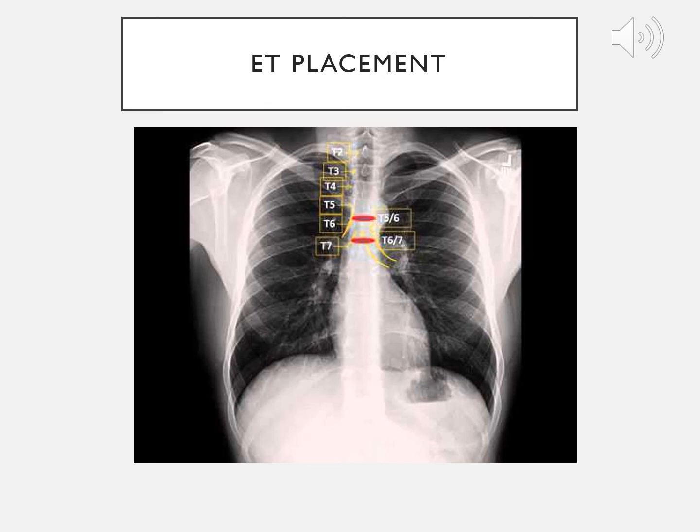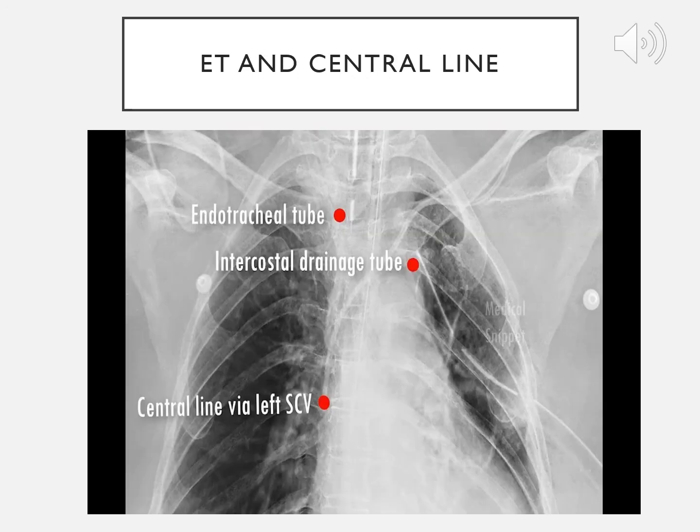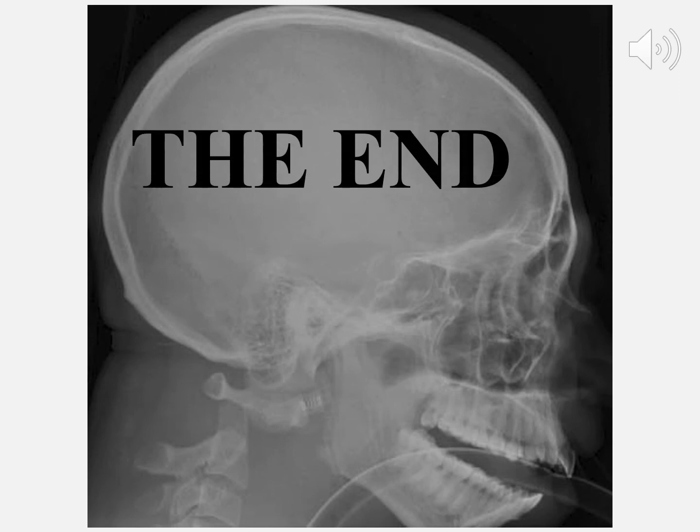Just another good visualization. An image of a correct placement of the ET tube and central line. This is a close-up. It's a little harder to see, but you can see that the central line is in the superior vena cava. The ET tube is up a few centimeters above the carina in the proper location. That's it, folks, at least for this patient.